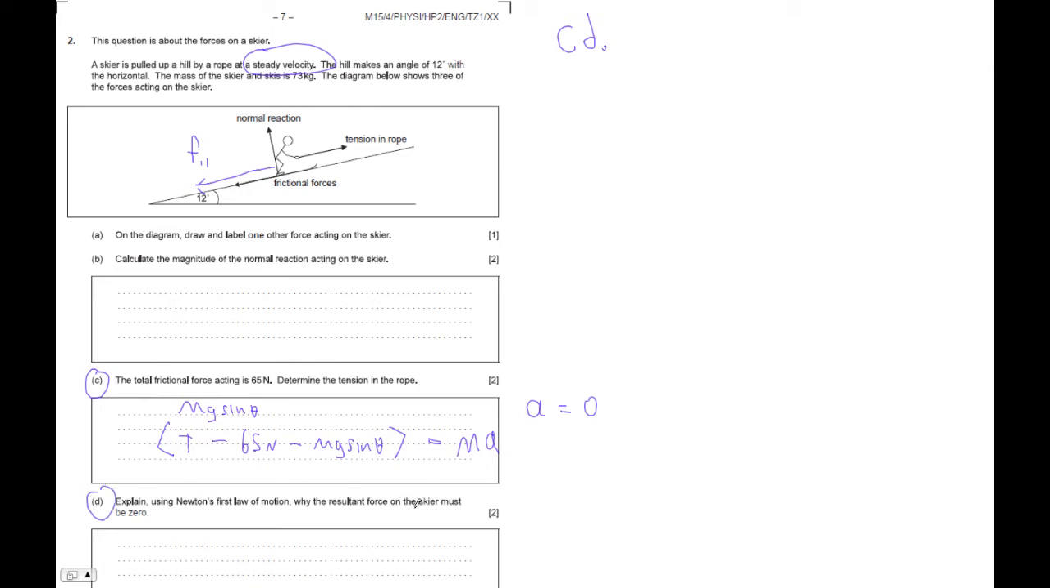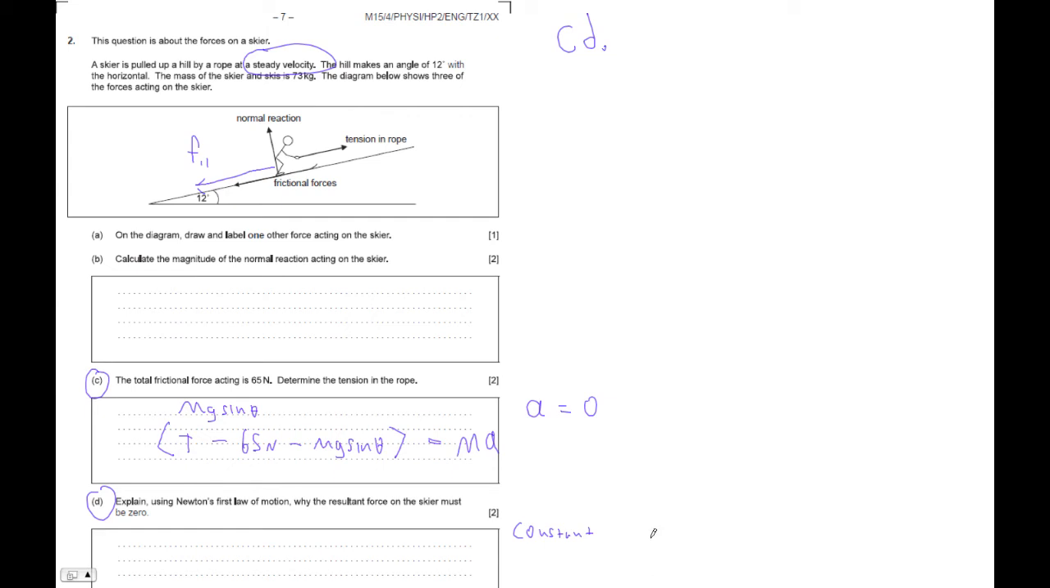Part D says: explain using Newton's first law of motion why the resultant force on the skier must be 0. Basically you have to realize that the skier is moving at a constant velocity. The first law states that if there are no outside forces acting, the body moves at a constant speed in a straight line forever. If there were resultant forces, the second law states that it must accelerate.